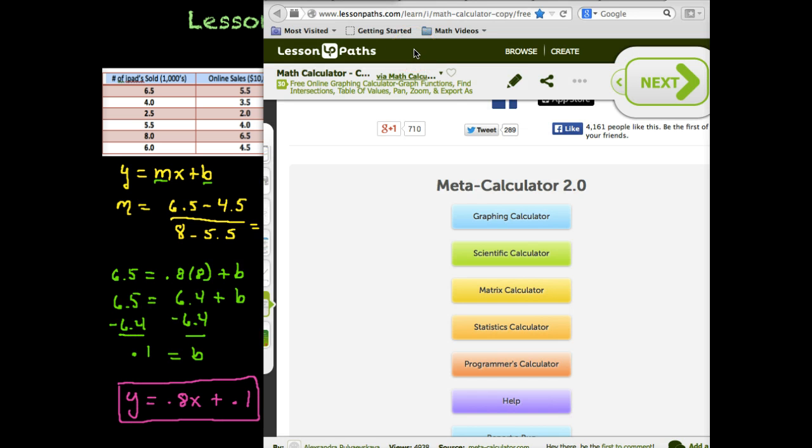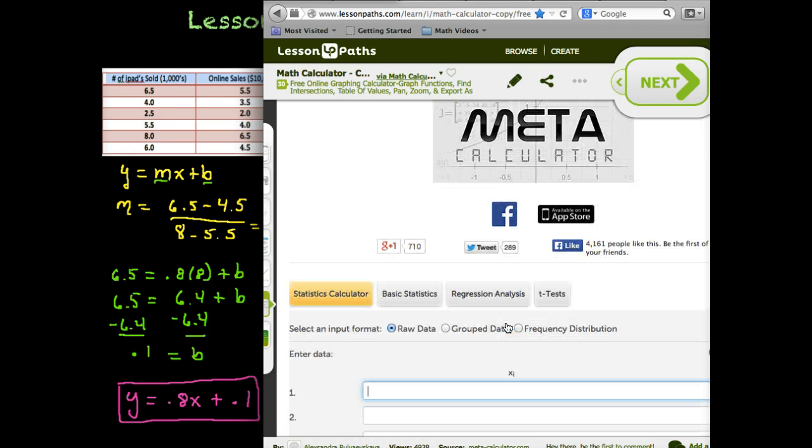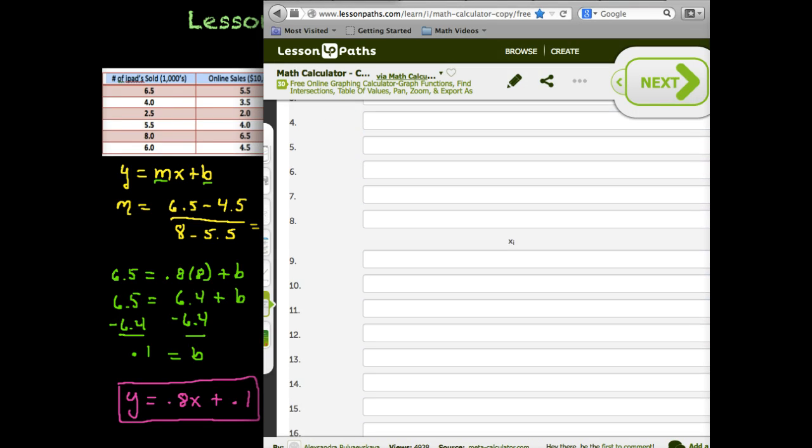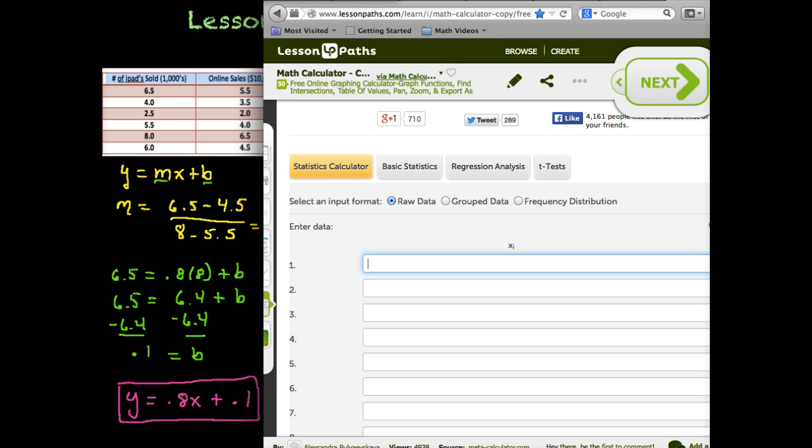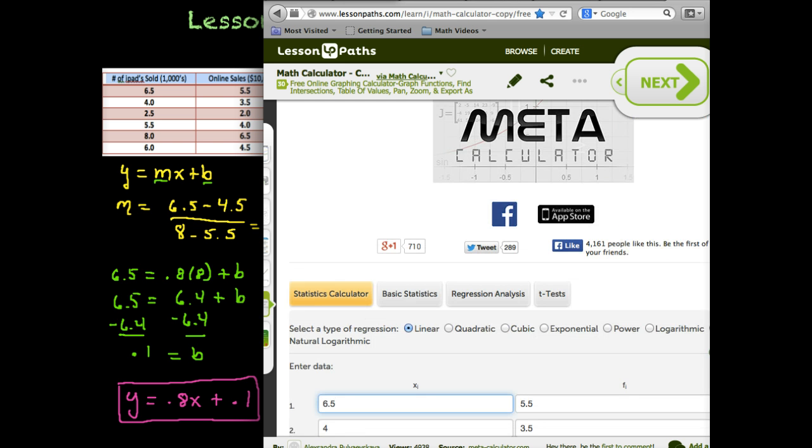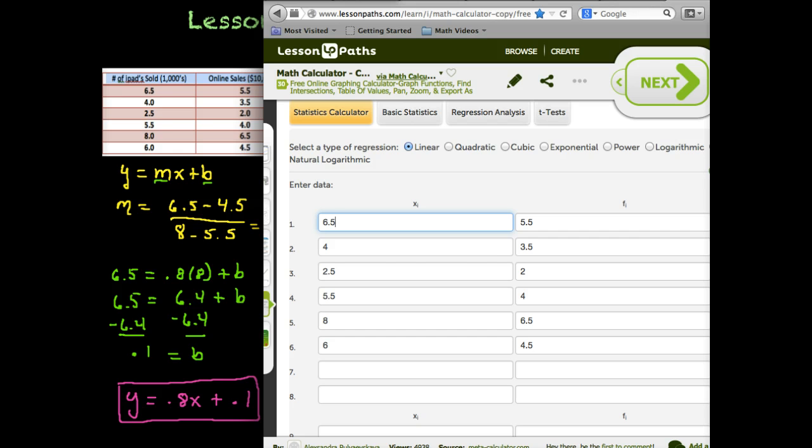Here's our calculator. When you click on the link, you'll want to choose Statistics Calculator in order to have the calculator calculate your line of best fit or regression analysis, and then also come up with the correlation coefficient. Once we click on the statistics calculator, we end up with a screen that looks like this. This isn't quite where we want to be. We want to go to regression analysis.